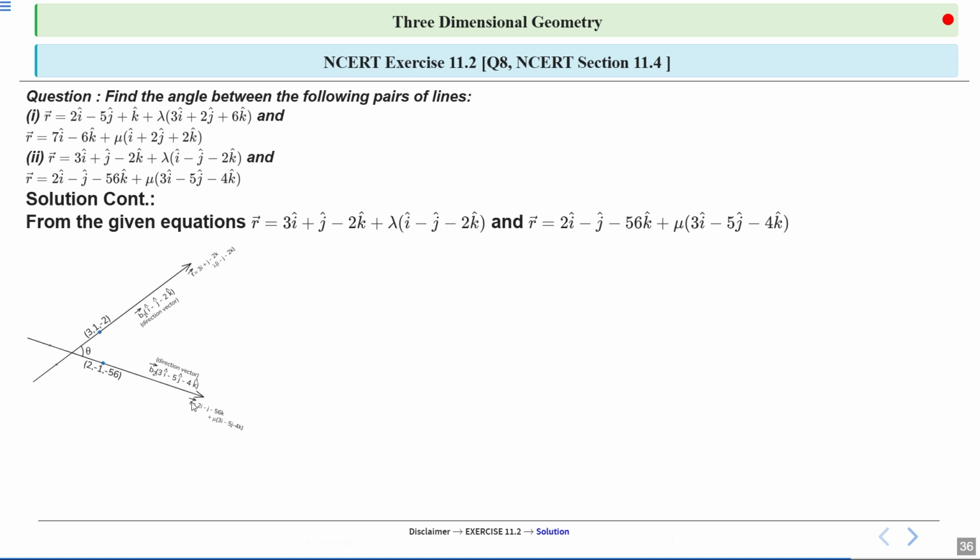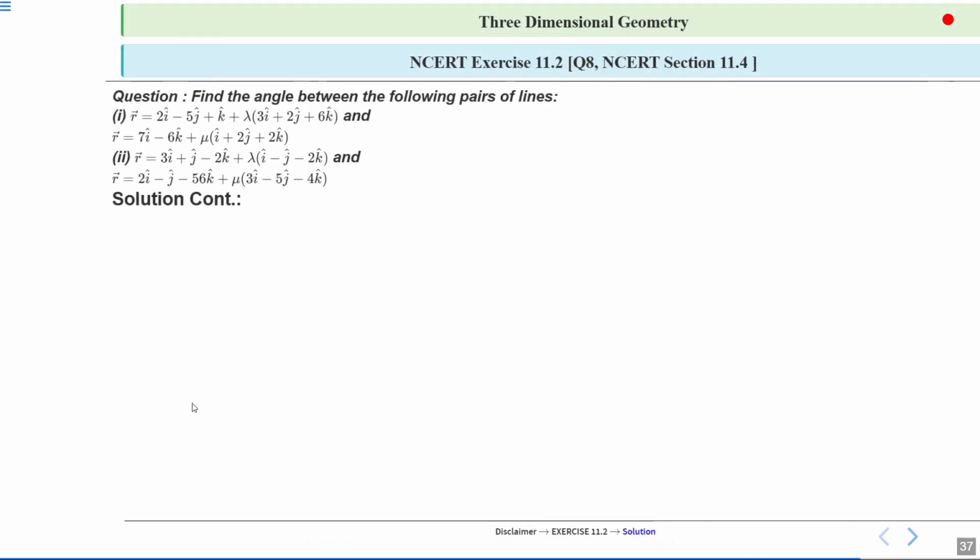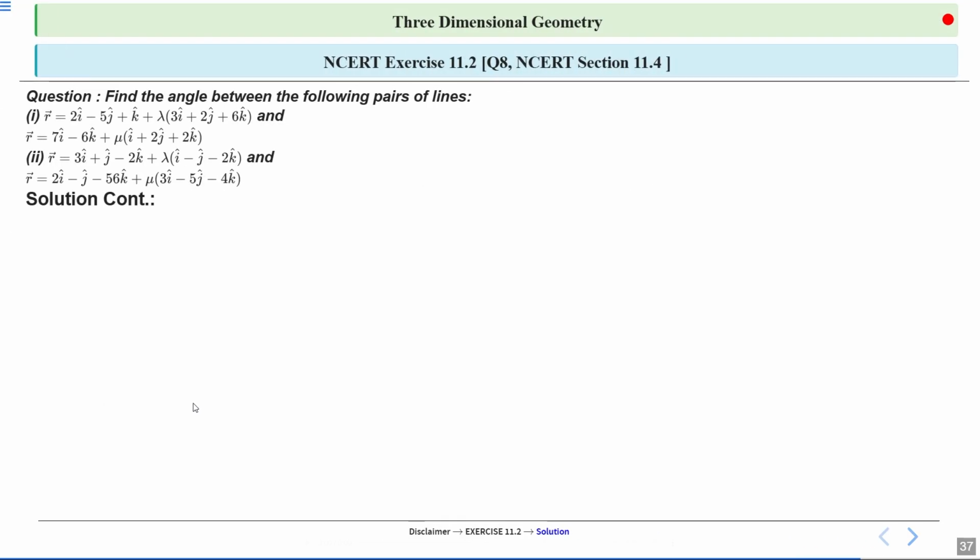Here is a diagram that visually represents the two lines and their direction vectors in three-dimensional space. So the direction vectors are b1 equals i minus j minus 2k cap, and b2 vector equals 3i cap minus 5j cap minus 4k cap.